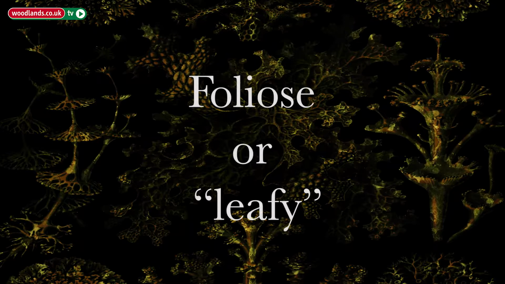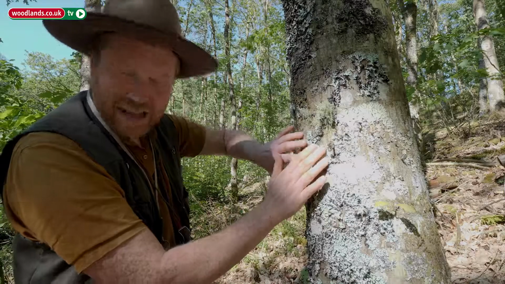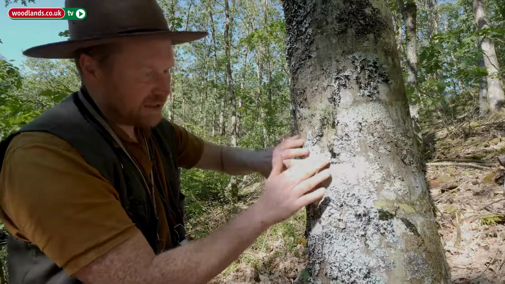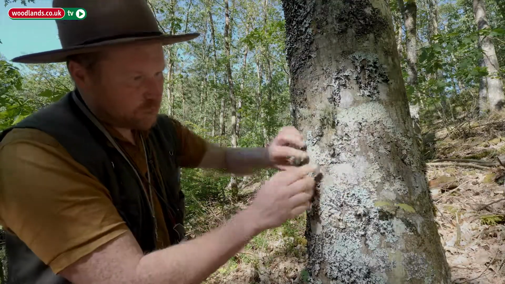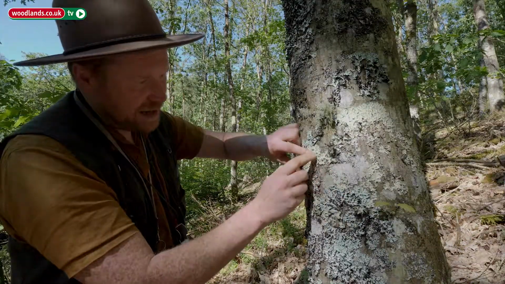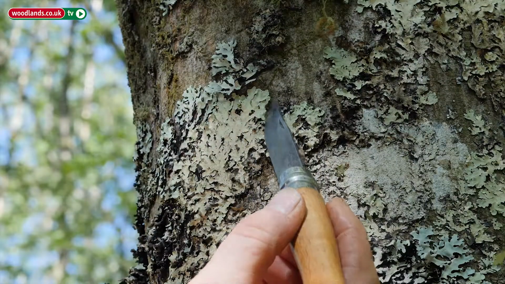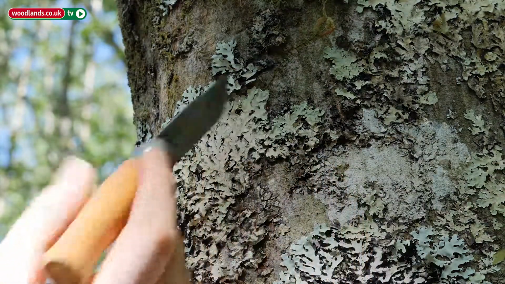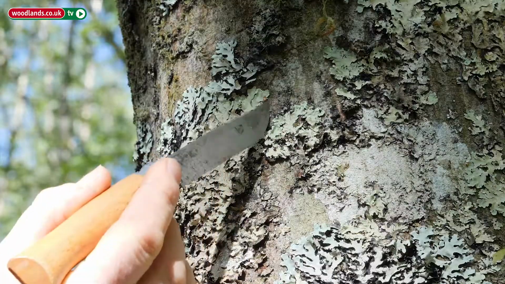The second growth form is what we call foliose, or leafy. It has a flatter sort of look, like a leaf, flat one side and then another side. So it has a top side and a bottom side. And if you get a knife, you can just get under that and reveal that it's got a bottom side like that.